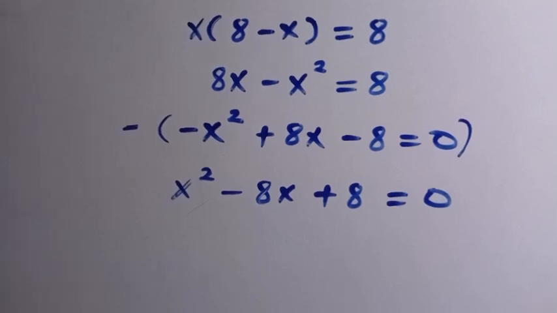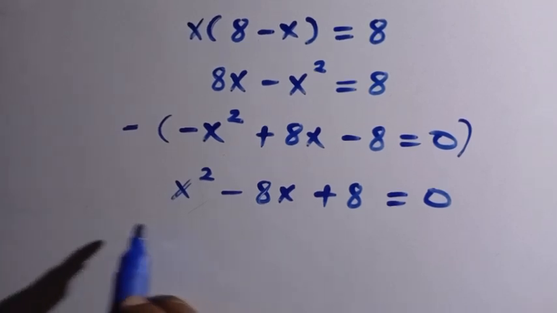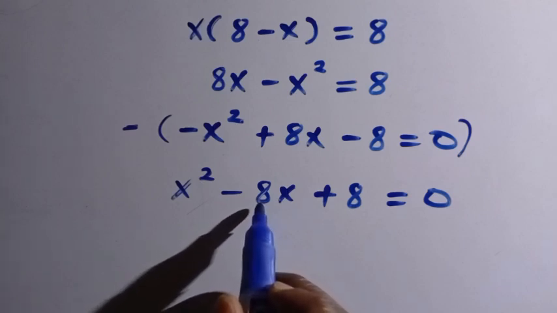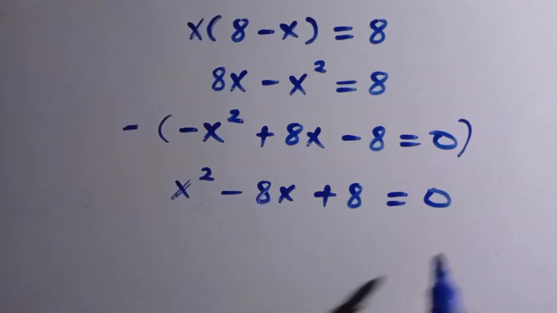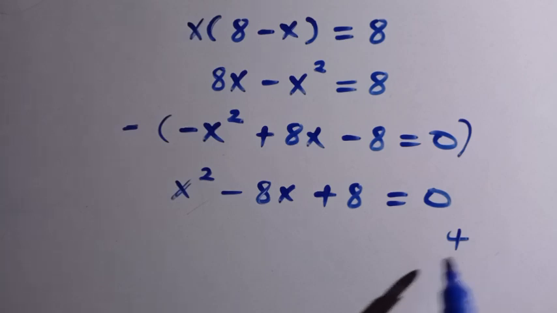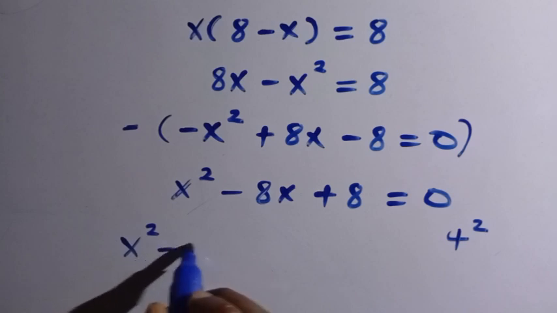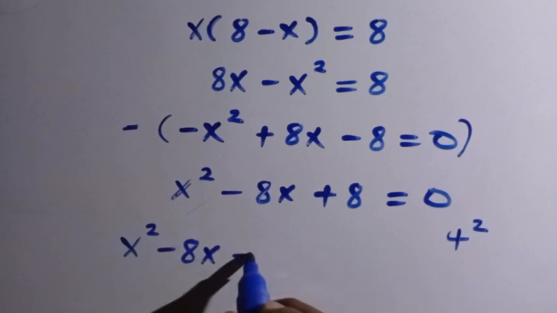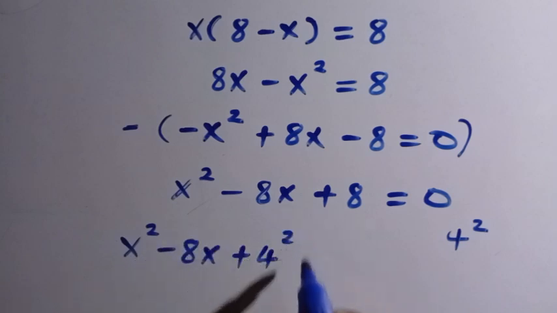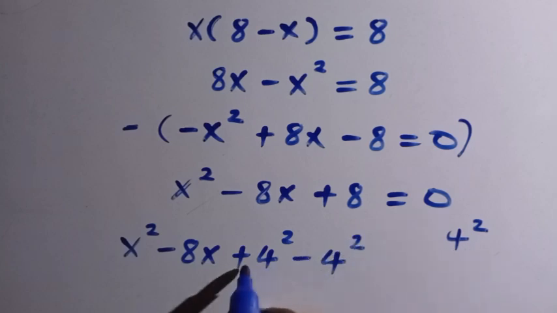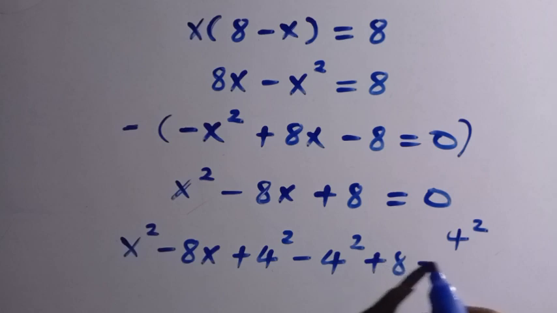So let's try to solve this. Here we have 8x. Suppose I divide this 8 by 2, I'm going to have 4. Then I'm going to square that 4, then add and subtract it here. So we have x squared minus 8x plus 4 squared. Then I'm still going to subtract 4 squared, plus 8 equals 0.